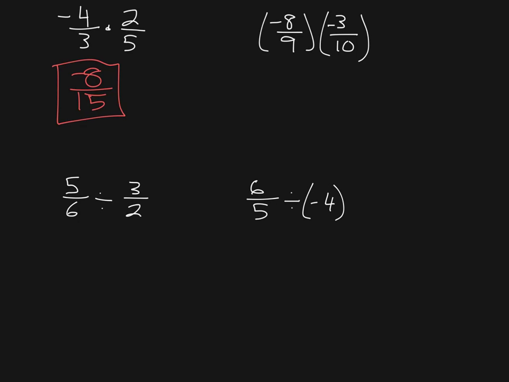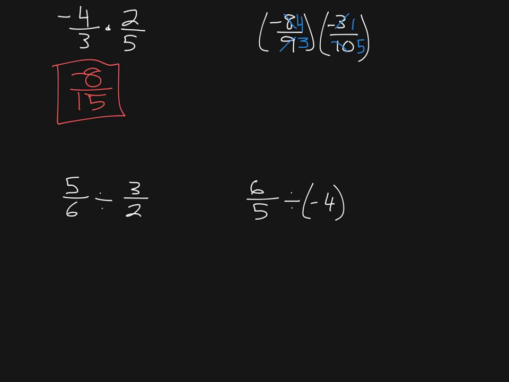Now, in our second example, I do see where we can simplify before we multiply. I see 8 and 10 have a common factor of 2. I can divide 8 by 2 and get 4. I can divide 10 by 2 and get 5. Now 3 and 9 also have a common factor, 3. I can divide 3 by 3 and get 1. I can divide 9 by 3 and get 3.